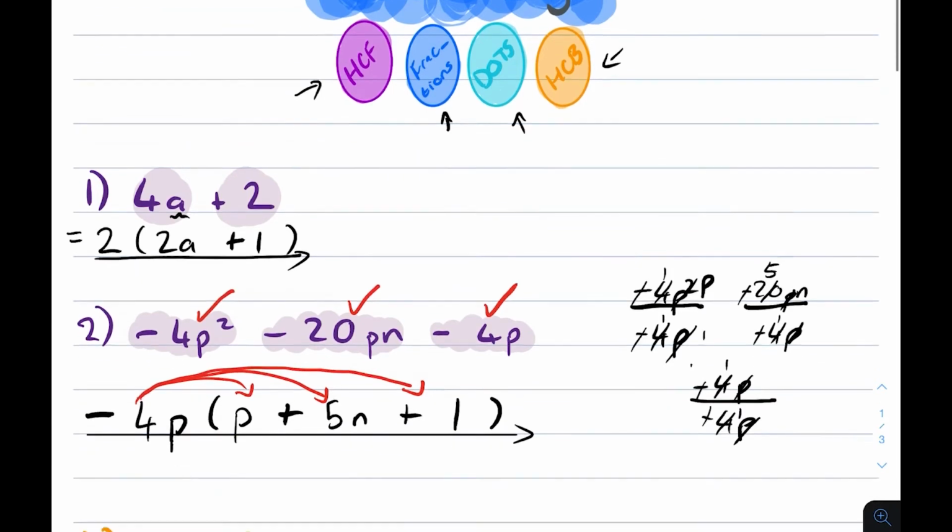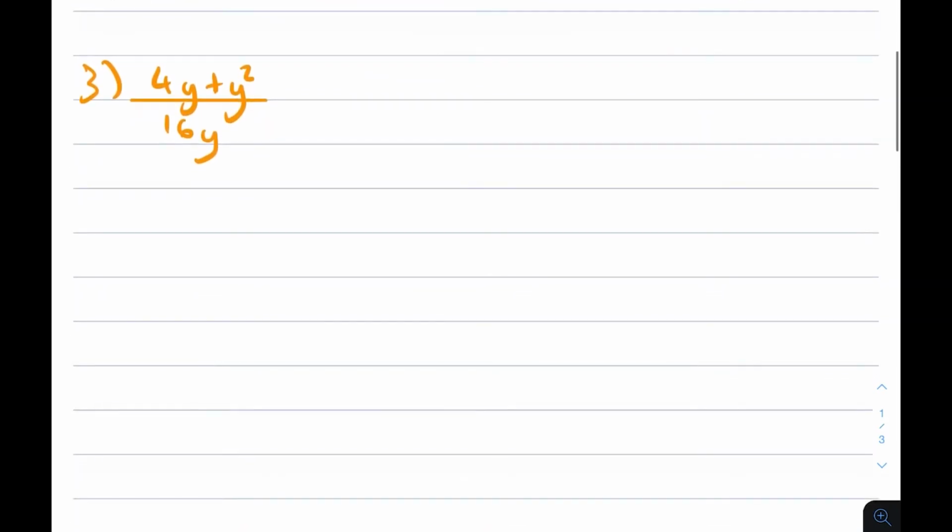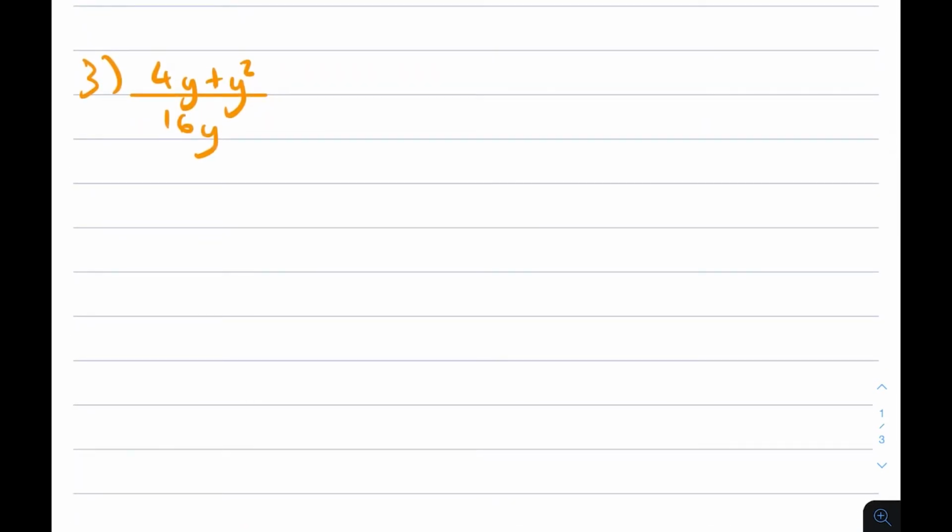So let's now move on to a fraction. So for the fractions, try and treat them separately. So maybe just look at your numerator and then you try and figure out your denominator. So don't let it freak you out. In fact, pretend that that part isn't there.